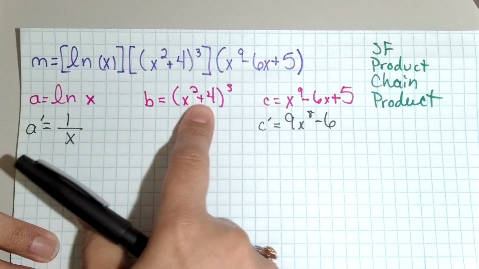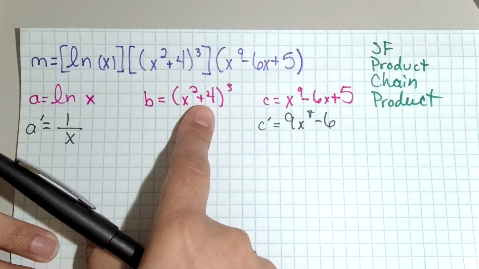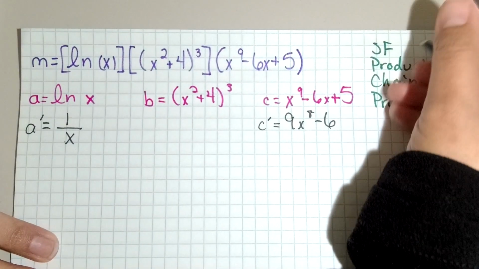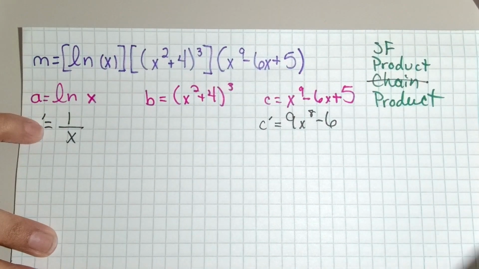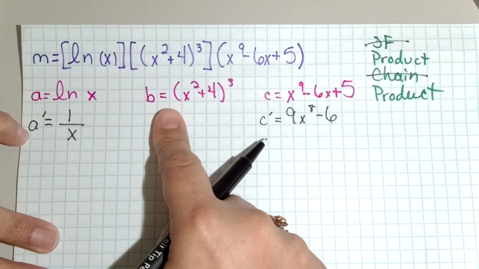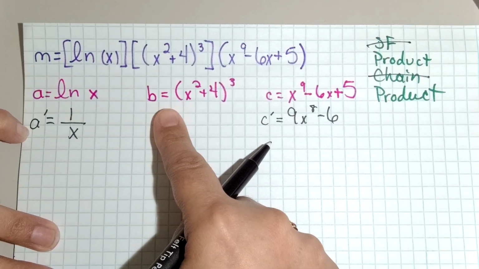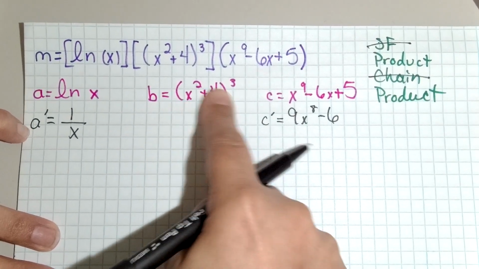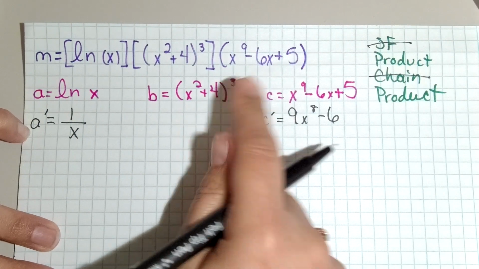Now B, what are you going to use for B? Chain rule. So we've used the chain rule, and we use the special function rule. So all we have left is 2 products. I'm not going to work out the chain rule here because you should know how to do this by now. If you need help, please let us know.